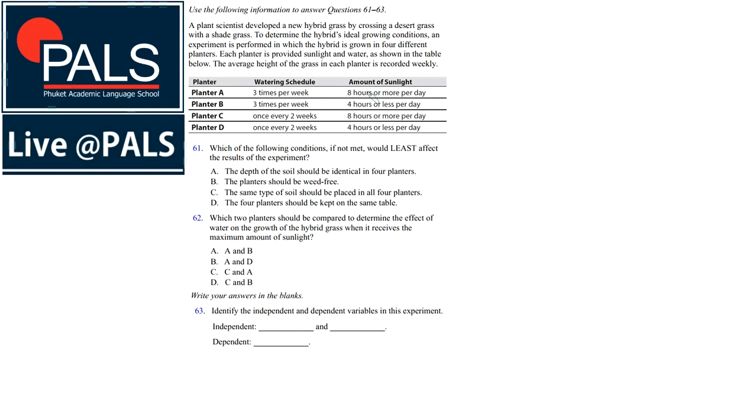So here we have 2 different watering schedules. And then we have amount of sunlight, 8 hours or more per day, 4 hours or less per day, and 8 hours or more per day, 4 hours or less per day. Which of the following conditions, if not met, would least affect the results of the experiment? What would least affect the results of our experiment? The depth of the soil should be identical in the 4 planters. The planters should be weed-free. The same type of soil should be placed in all 4 planters. The 4 planters should be kept on the same table.